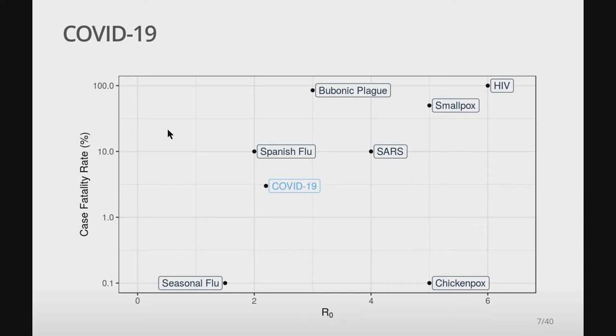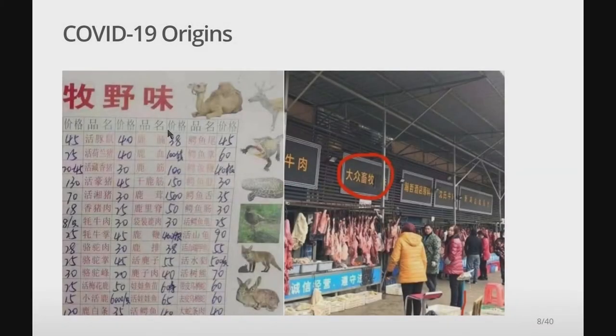The Spanish flu, that's H1N1, also known now as swine flu, very similar in terms of the R0 value, but not so similar in terms of case fatality rate, right? So these are interesting things to know, just to put it in context.